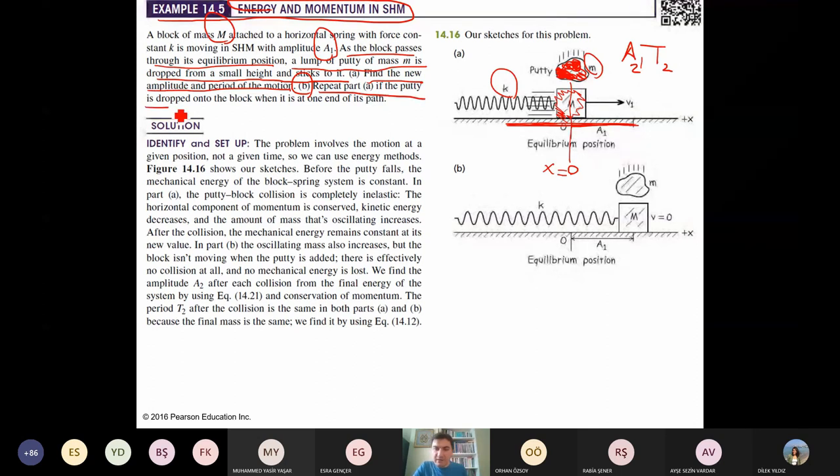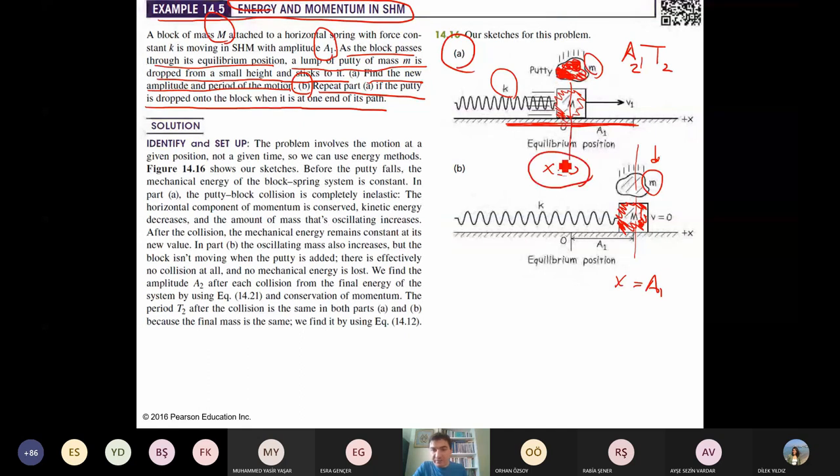So just consider that the mass box is staying here at the beginning, and then you drop this lump of putty of mass m at this condition when x is equal to A1. In part A, this putty is dropped when the system is in equilibrium, when the mass box is passing through the equilibrium. But in the second condition, in part B, the putty is dropped when the system is at this condition, okay? So then you will repeat the same solution, same equations in case of B.